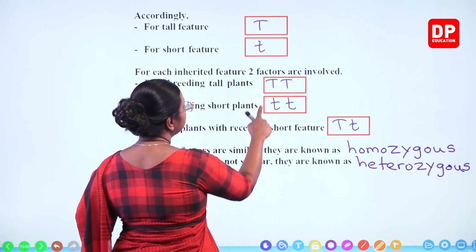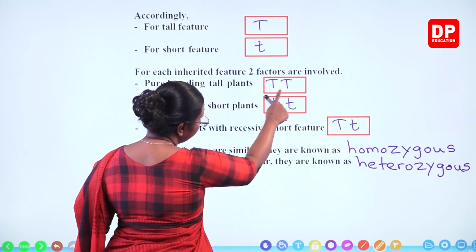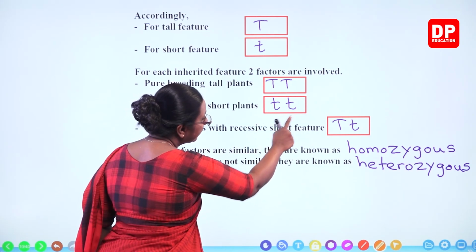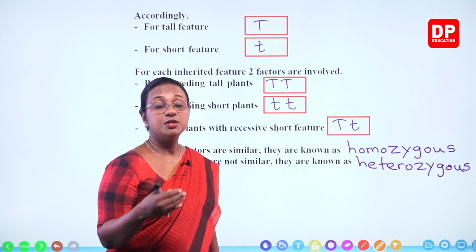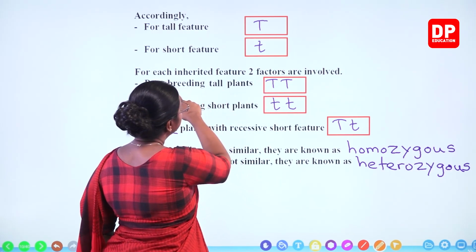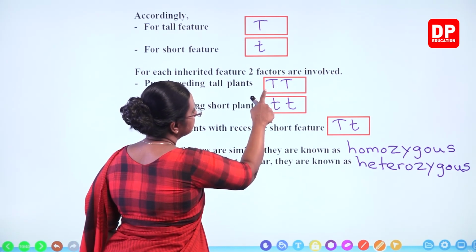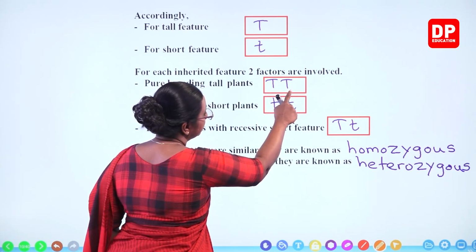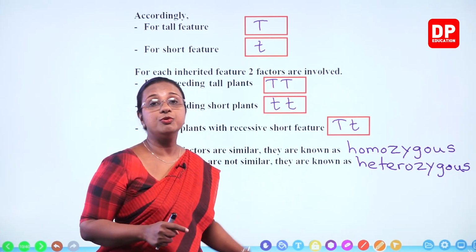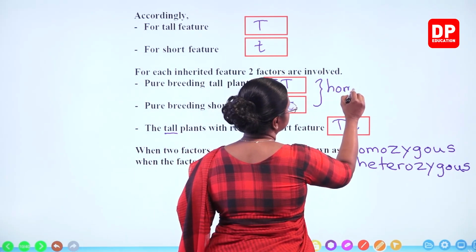Now, if you take these two, both factors are tall. So, both factors are similar. If you look at this, both factors correspond to short. So, both factors are similar. So, these two, pure breed tall plants, pure breed short plants, the factors are similar. Tall, tall, short, short. So, both these are known as homozygous.